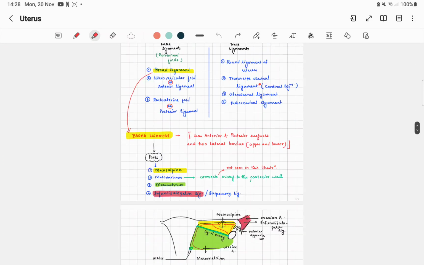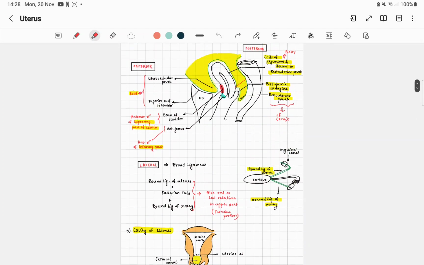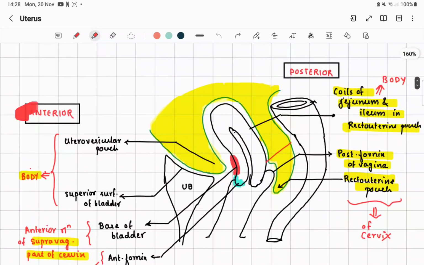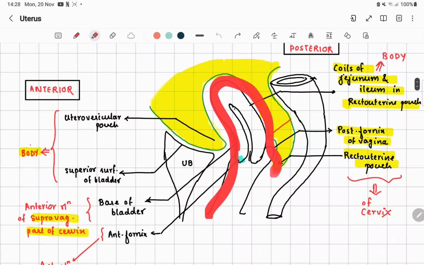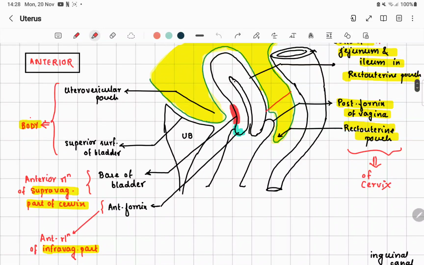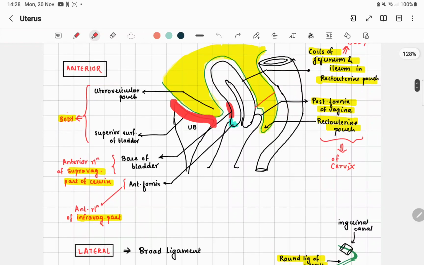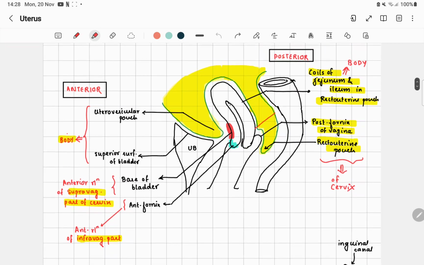So we have to discuss a lot of things, as it is an important long question. In the anterior relations, this is your uterus. Here in the anterior relation you will have your urinary bladder present, the superior surface of the urinary bladder, and the utrovesicular pouch. This is the utrovesicular pouch that will be present here.